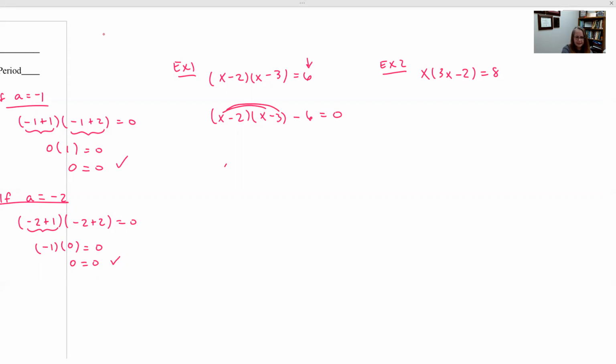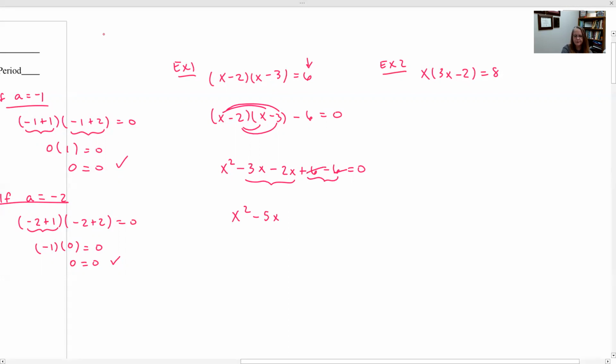So x times x is x squared, x times negative 3 is negative 3x. And then I've got to distribute that negative 2 with everything, so negative 2x plus 6, and now minus 6, bring that down. When I combine like terms, I have x squared minus 5x, and then positive 6 minus 6 is 0, so those go away. So this is my new quadratic equation that I'm working with.